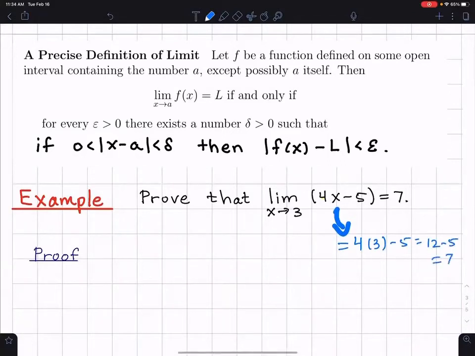But what we mean here is to use the precise definition of limit. We're not going to use the fact, which is given by a theorem in the previous section, that a polynomial is continuous. So we're just going to leave that out and use the precise definition.